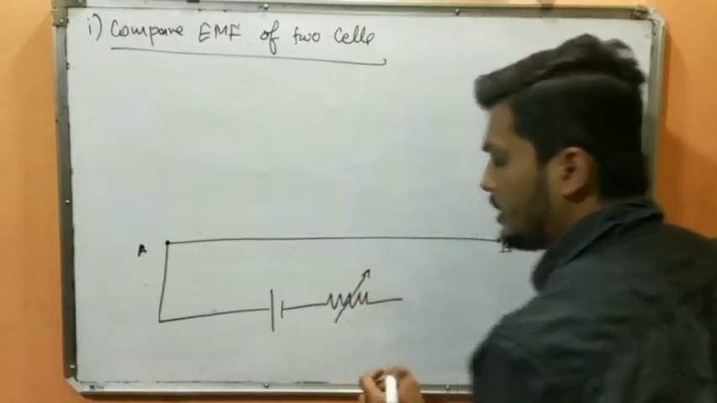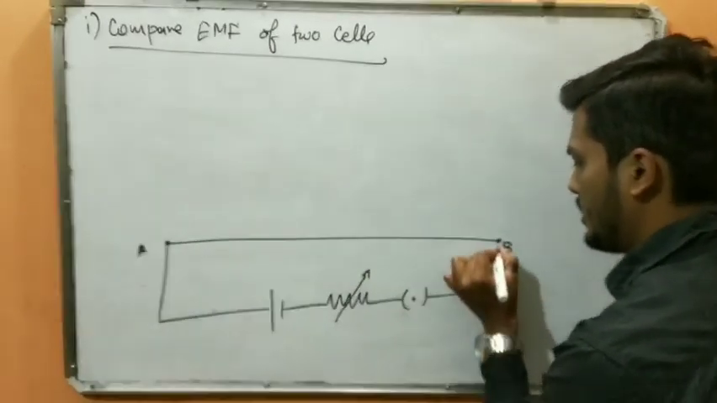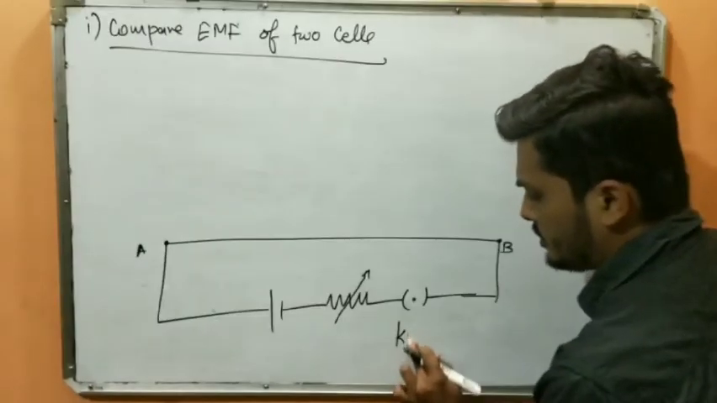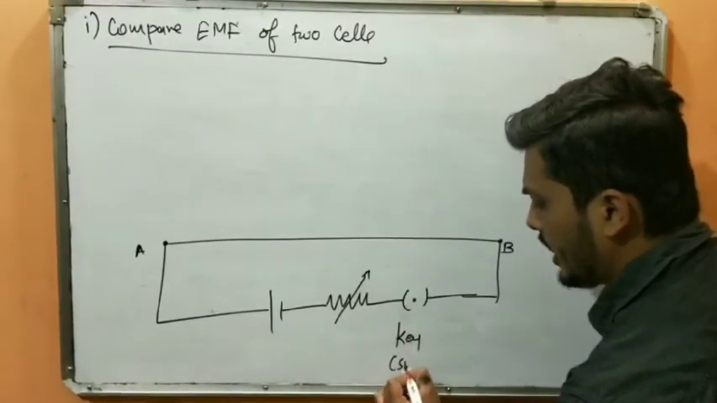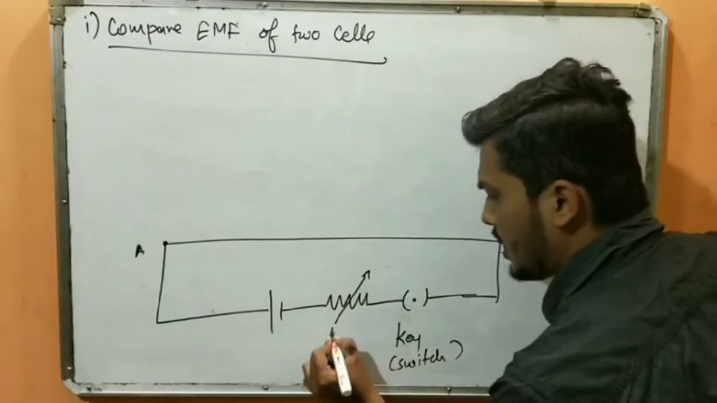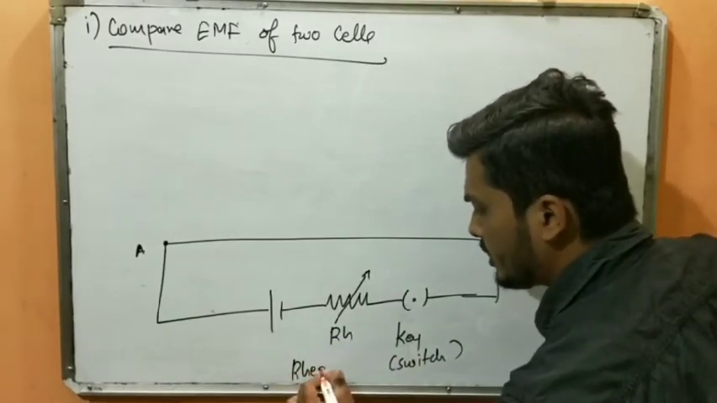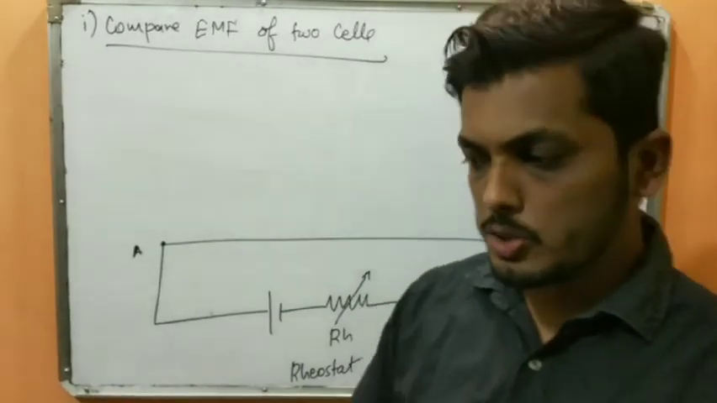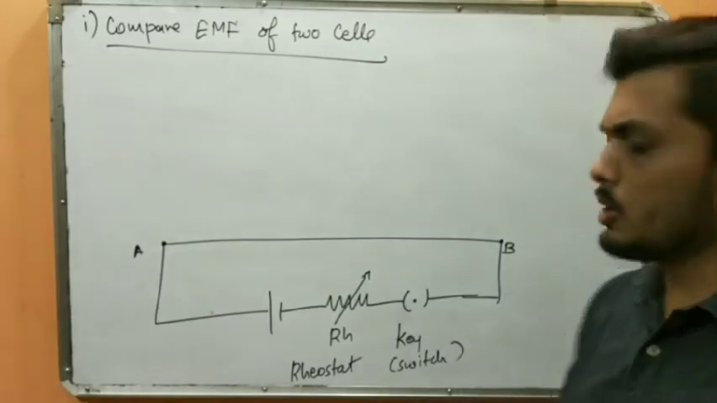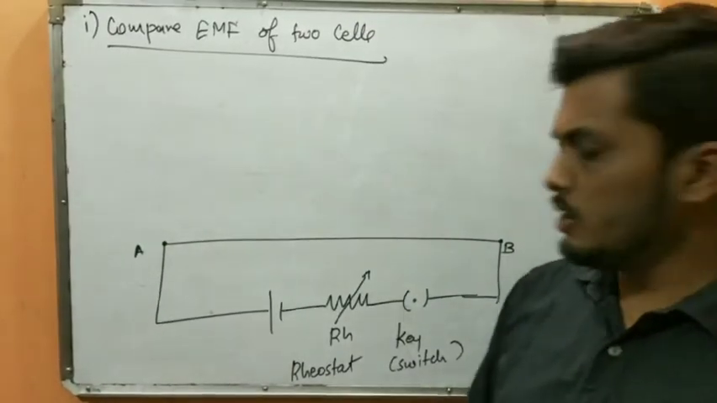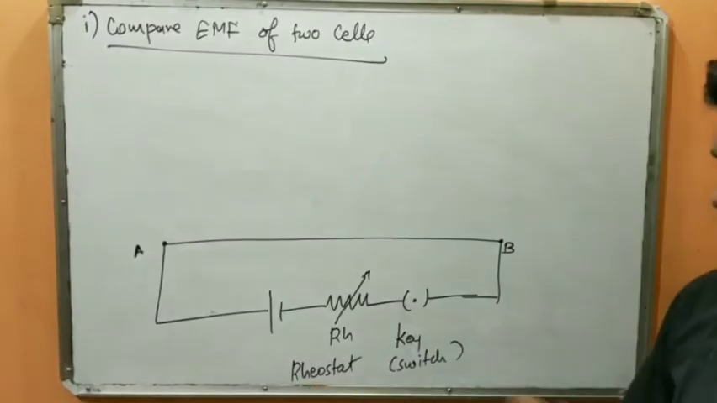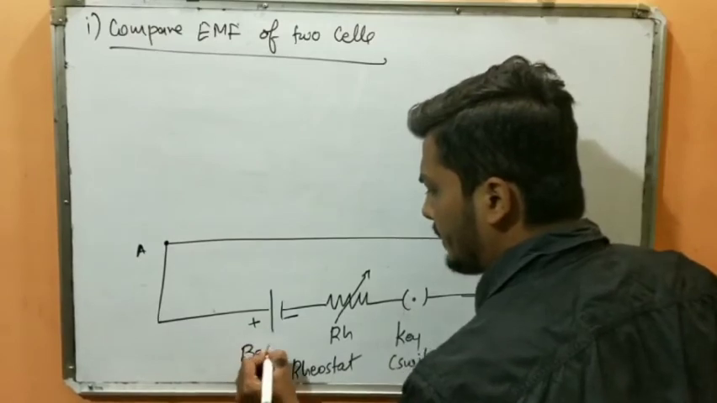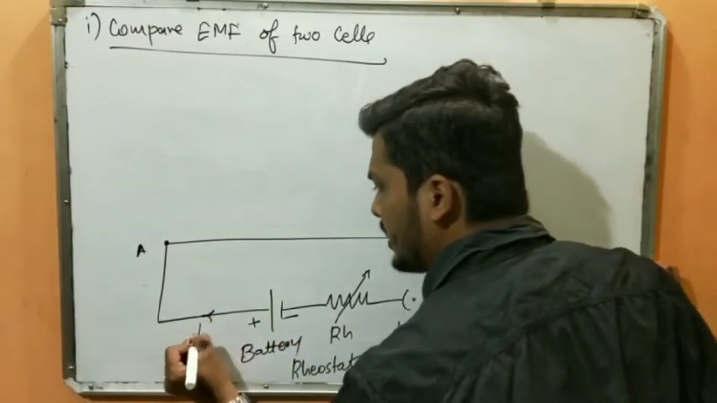Rheostat is a variable resistance. This is my key, K1, or just write K, a plug key, which acts like a switch. This is RH, the rheostat. A rheostat is an electrical device which gives you variable resistance. You can vary the resistance as you want, so you can regulate the potential as well as the current. The rheostat provides variable resistance. And this is, as usual, my battery, which is carrying a steady current I.